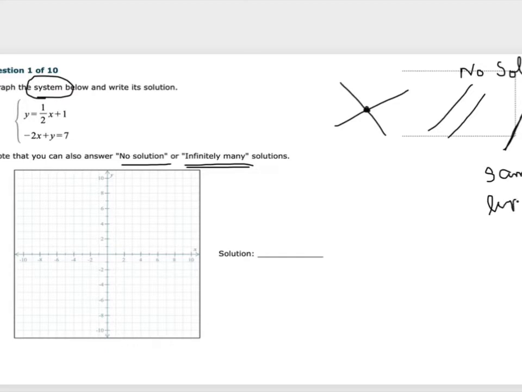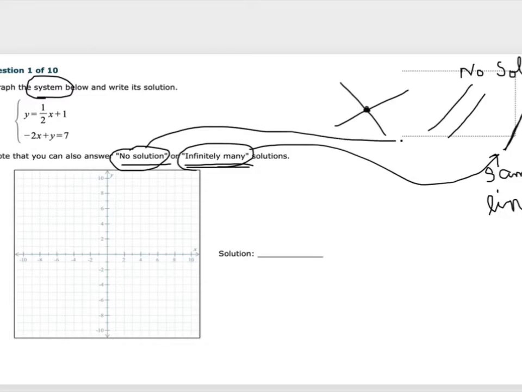So we've got same line means infinitely many solutions. Infinitely many solutions means they are the same line. And no solution means that they are parallel lines. The only ones that have a solution are two lines that cross in one point. So now, how do we figure out this?